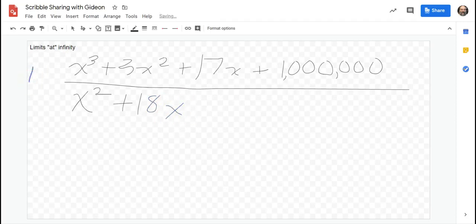Right, and let's take the limit as x goes to positive infinity. Sorry, that came out as a 2. I said x cubed. So what's going to happen here?